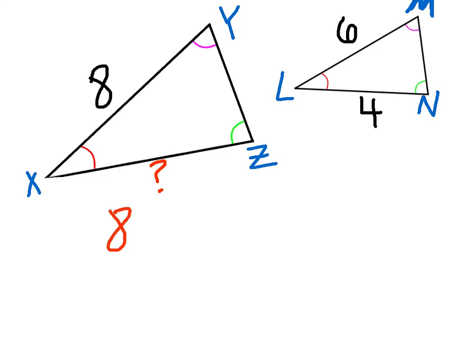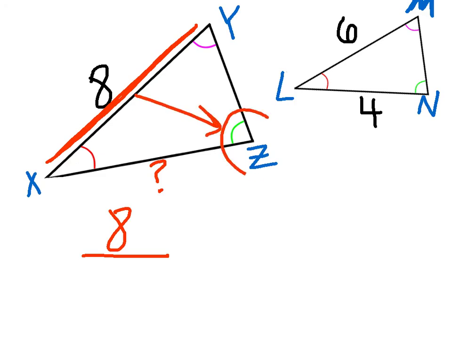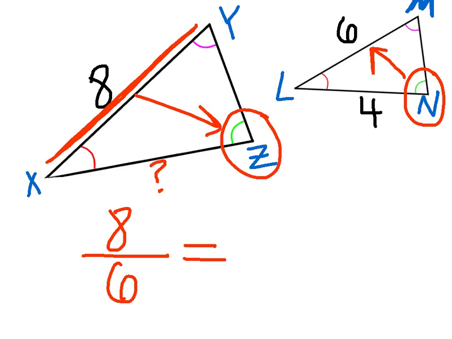So that means 8 over, we're taking XY, we're putting it over the corresponding side of XY. Our corresponding side is going to be the side opposite of our congruent angle, so it's going to be side LM. So we're taking 8 and putting it over 6. It's equal to the ratio of another set of corresponding sides. So we're going to take LN, which is equal to 4. Oh, I'm sorry, I just messed that up.